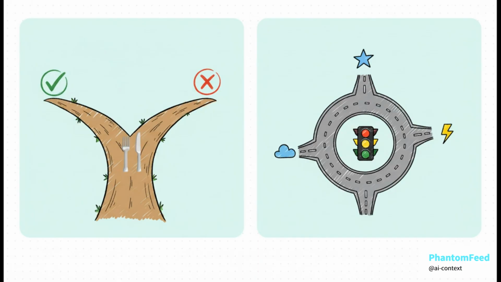An if-else statement is like a simple fork in the road. If this one thing is true, go this way. Otherwise, go that way. A switch statement? That's more like a big roundabout with a bunch of exits, which is perfect when you need to check one single thing against a whole list of possibilities.